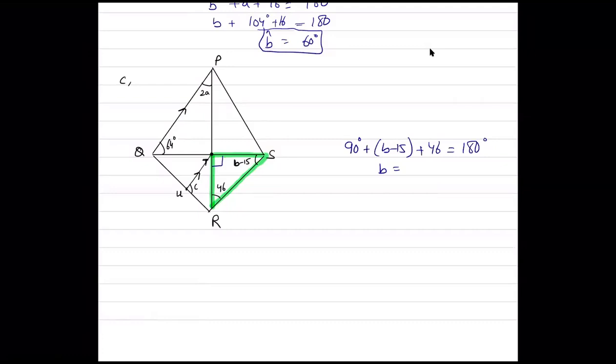$59. 59. Okay, correct. Now, how can we find A? You can consider this triangle now. This is also 90 degree. So 2A plus 90 plus 64 must be equal to 180. So A comes out to be 13.